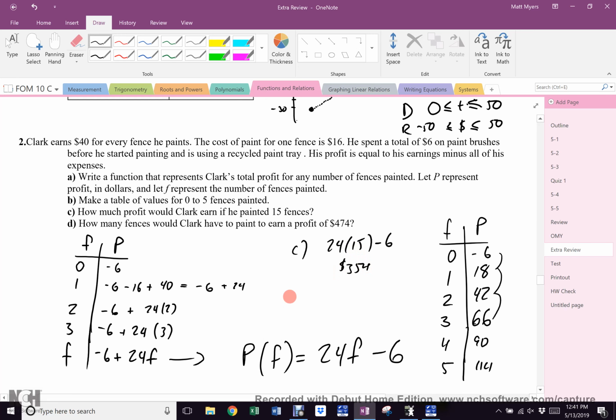Yep. And D, where does the 474 go? For P of F or for F? P of F, 474, 24F minus 6. Add 6 to both sides. 480 equals 24F. How many fences did he paint? 480 divided by 24, which is 20.